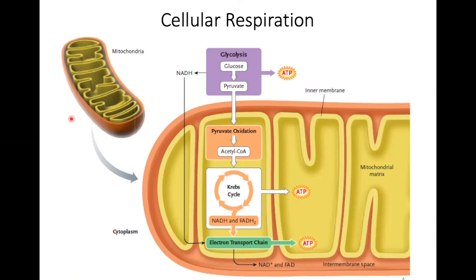When we looked at cell parts, remember the membrane-bound organelle found in the eukaryotic cell that's responsible for the production of ATP that acts as our powerhouse. That is the mitochondria. All right, so we're going to look today at the following stages: glycolysis, pyruvate oxidation, Krebs cycle, and electron transport chain, and look at the various regions of the cell in which these different chemical reactions take place.